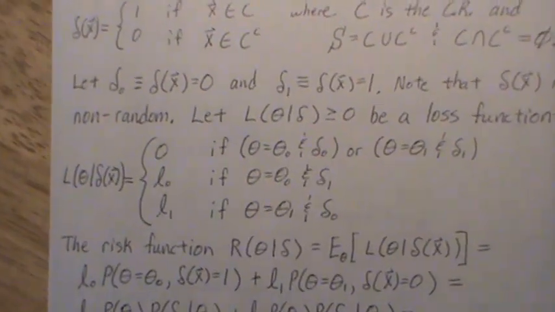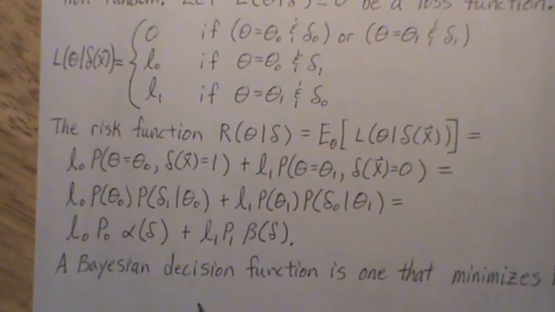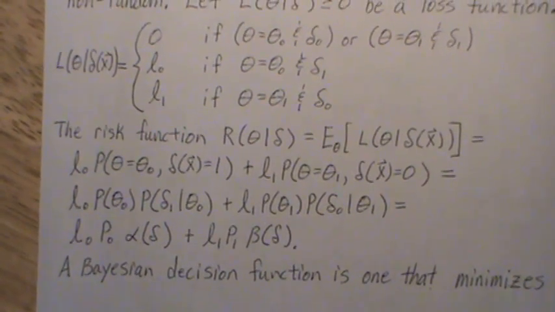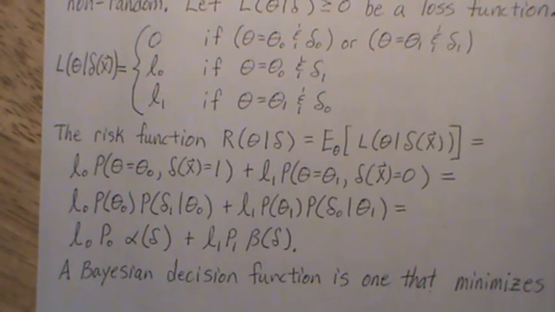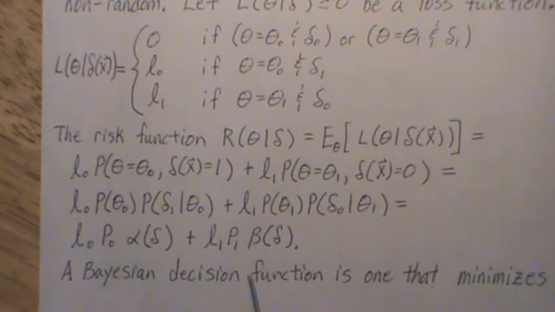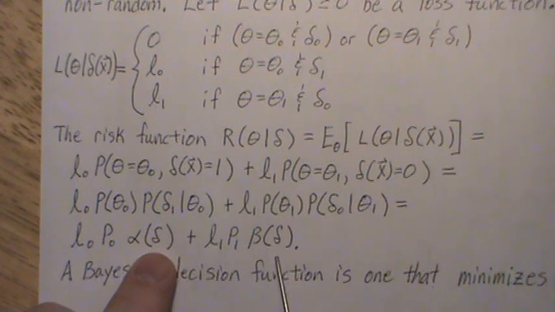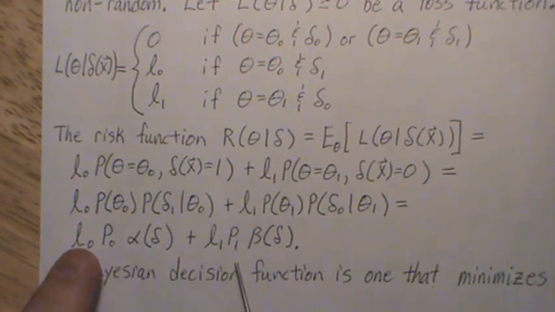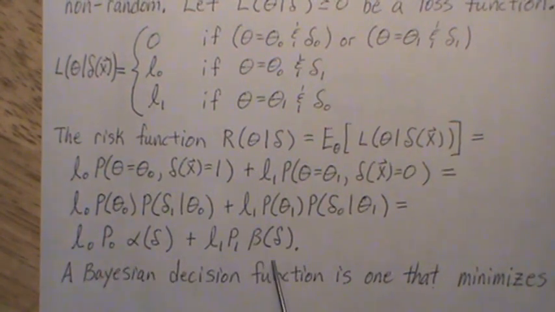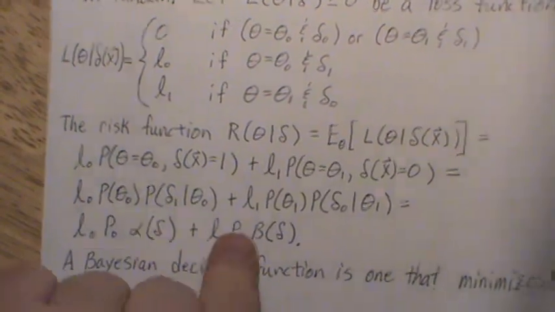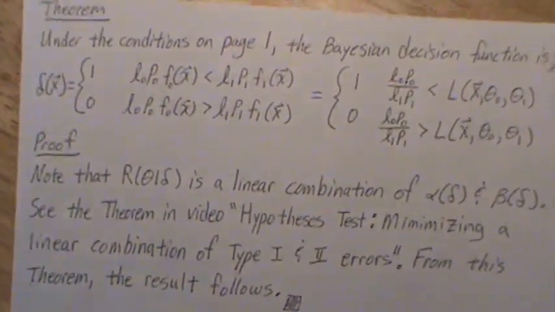Now, here's a big note though. I think in our second video, we looked at minimizing a linear combination of the type 1 and type 2 errors. And notice that this is a linear combination of errors, and we want to minimize it. So that video is going to be very important in this next theorem.